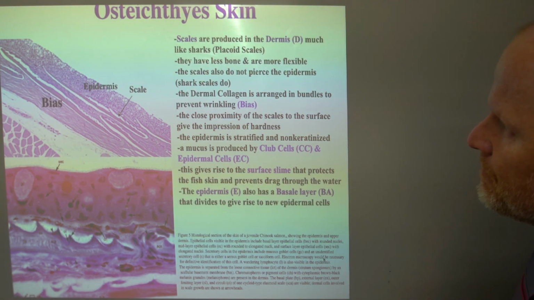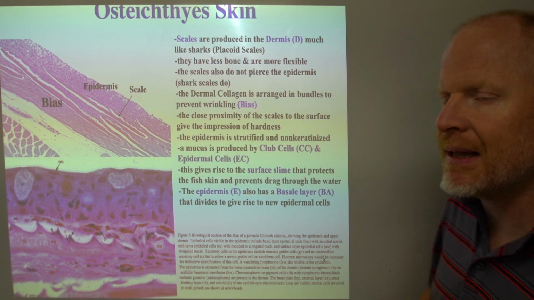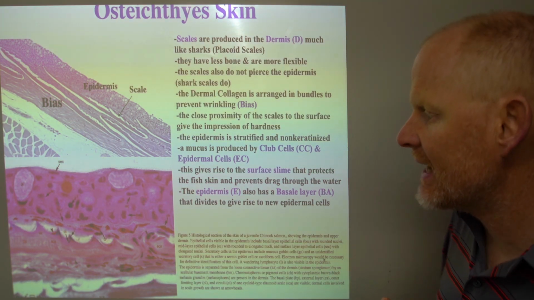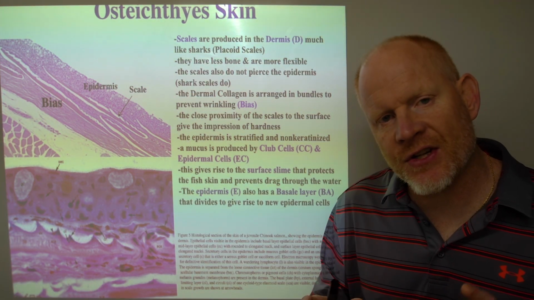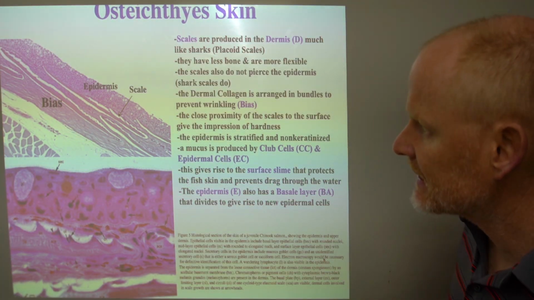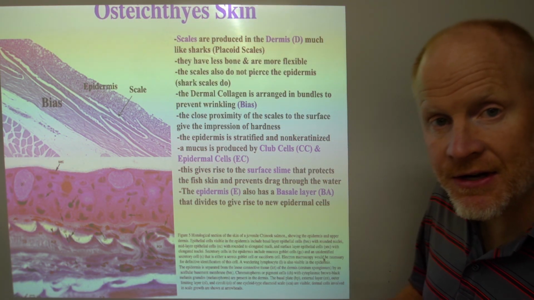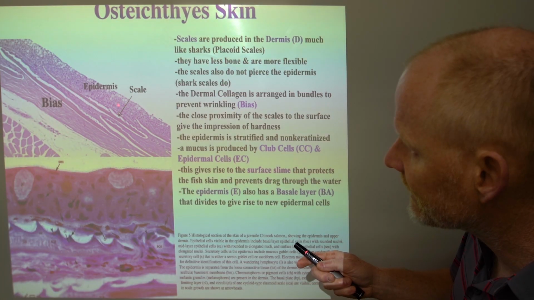If we look at bony fish skin, it's a little bit different because the placoid scale is not there. They have a different type of scale. There are a couple different types of scales in the bony fish. I'll talk about them in a minute. But the skin itself, again, is unkeratinized. It's several layers thick, the epidermis is.